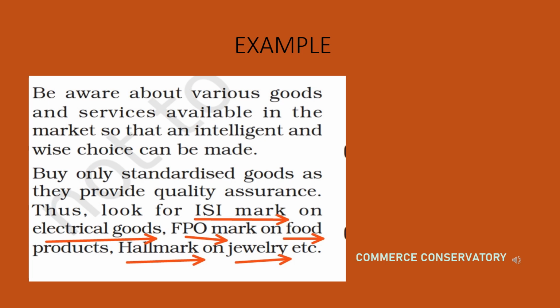A question can be asked this way: X goes to a supermarket to get a food product. As an intelligent customer, what mark will he look for? And there will be 4 options given: ISI mark, FPO mark, hallmark, and eco mark. So now you need to say FPO mark. So this way you can form your own questions.